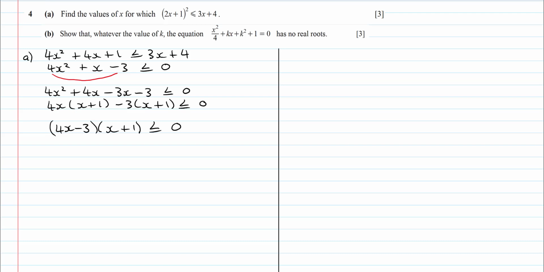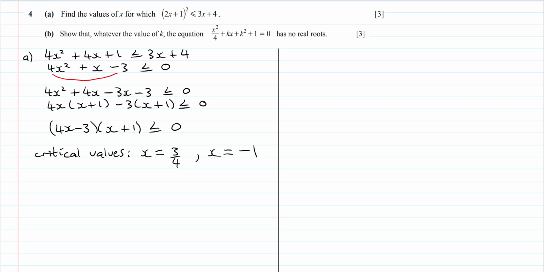So now we want to find the critical values. So that's when that left-hand side of the inequality equals 0. So we'll note that down. The left-hand side equals 0 when 4x minus 3 equals 0 or x plus 1 is equal to 0. So if 4x minus 3 is equal to 0, that means x is equal to 3 over 4. And if x plus 1 is equal to 0, then x is equal to negative 1.